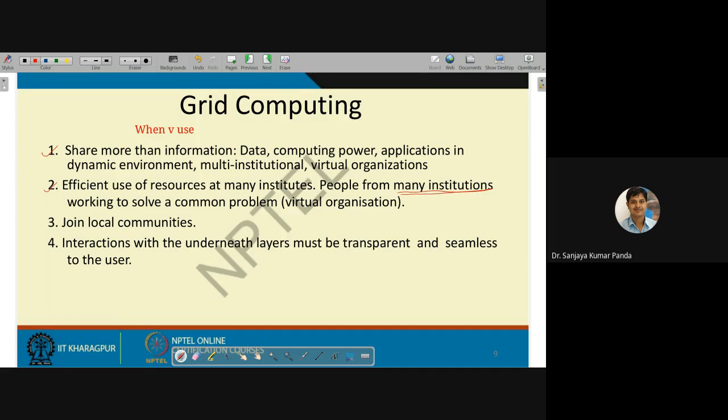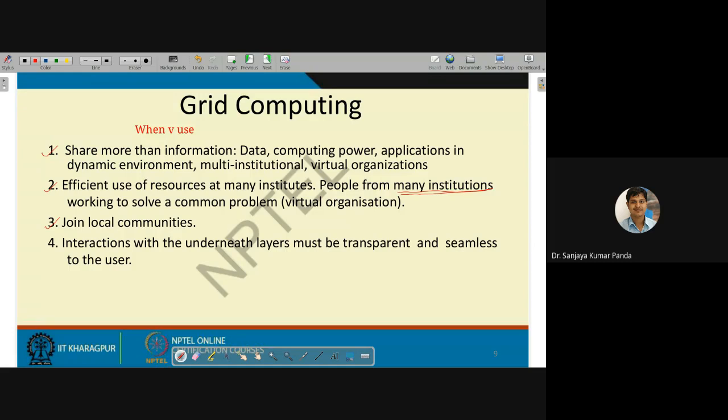Similarly, sometimes if you need resources, you can join the local communities, like nearby universities. If you feel that a particular application is not manageable with whatever resources are available in your institute, then you have to request the nearby institutions. Community means nearby institutions and organizations participating in that particular application. So together you can execute that application.